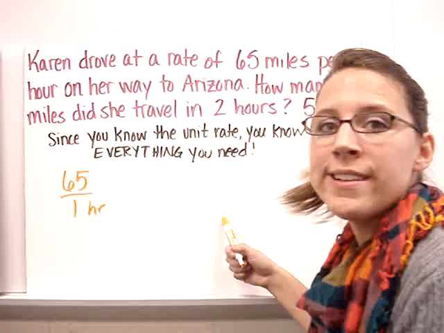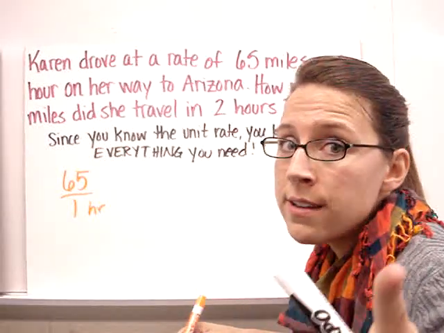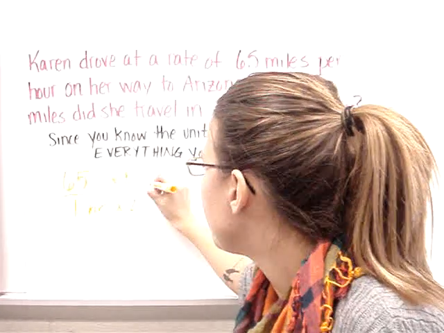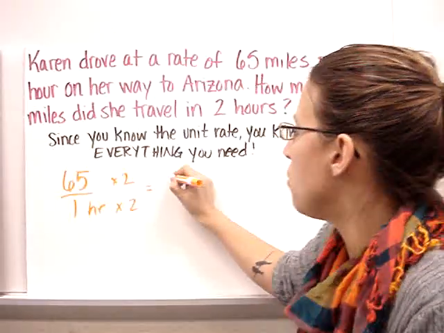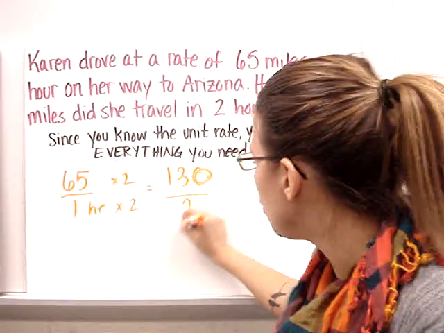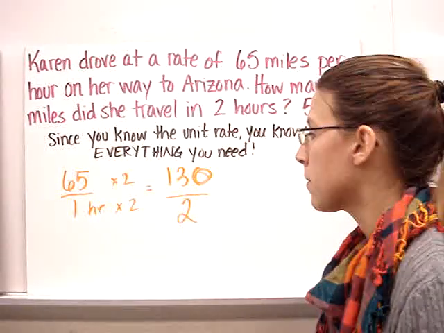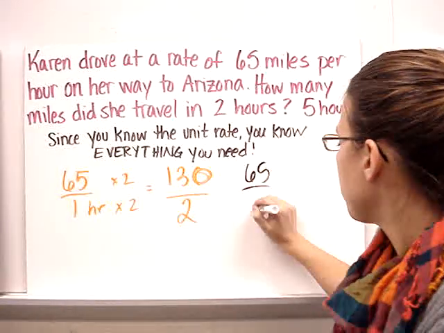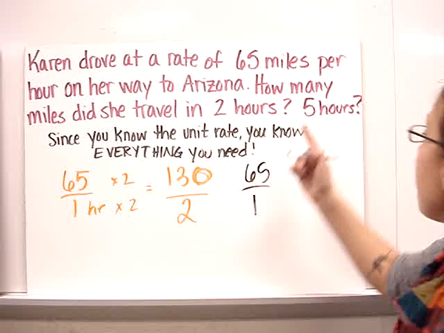How many miles did she drive in 2 hours? Well, how do you turn 1 into 2? You don't add 1. You multiply by 2. So 65 times 2 tells you that you go 130 miles in 2 hours, right? Again, if we have 65 miles in 1 hour, how about 5 hours?